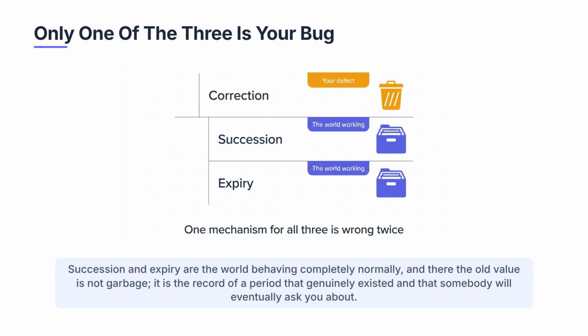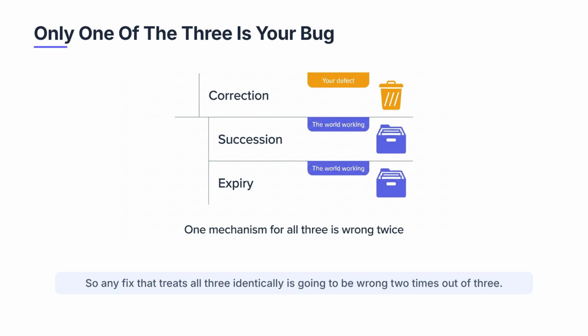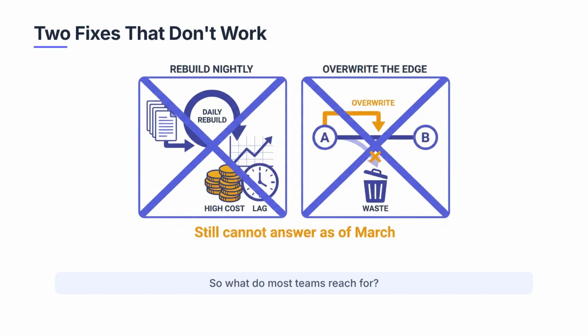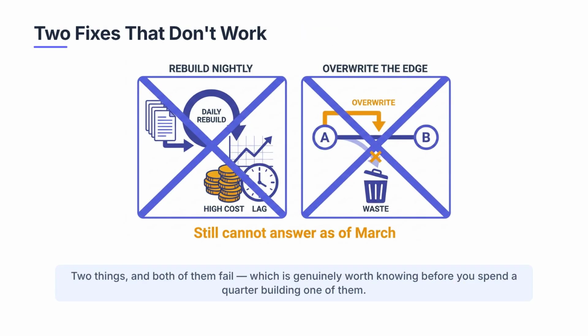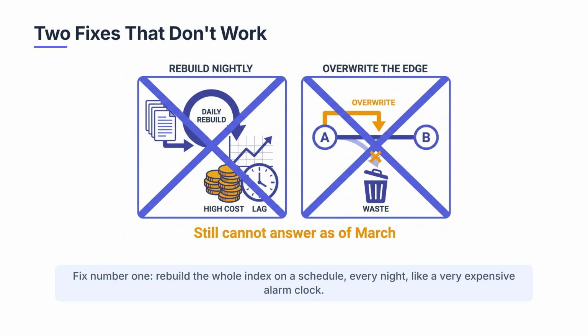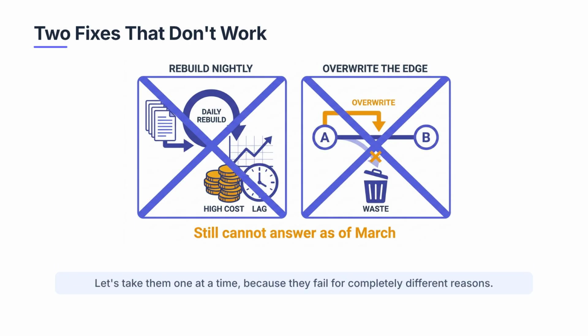It is the record of a period that genuinely existed and that somebody will eventually ask you about. So any fix that treats all 3 identically is going to be wrong 2 times out of 3. So what do most teams reach for? 2 things, and both of them fail, which is genuinely worth knowing before you spend a quarter building one of them. Fix number 1. Rebuild the whole index on a schedule, every night, like a very expensive alarm clock. Fix number 2. When a new value arrives, write it over the old one and move on with your life.